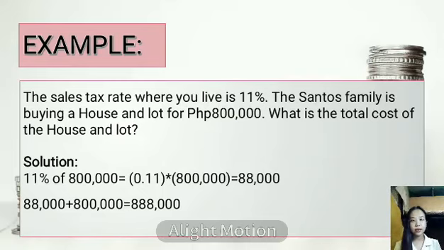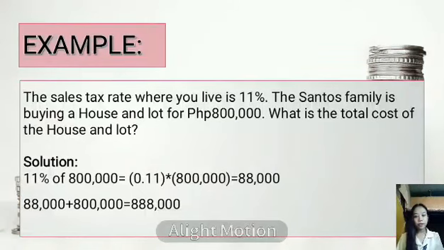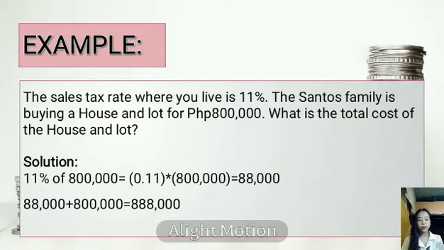Remember, the sales tax rate depends on where you live. So here is the solution. 11% converted into decimal form is equal to 0.11. 0.11 times 800,000 is equal to 88,000. So 88,000 plus 800,000 is equal to 888,000. So the Santos family would have to pay a total of 888,000 for the house and lot.